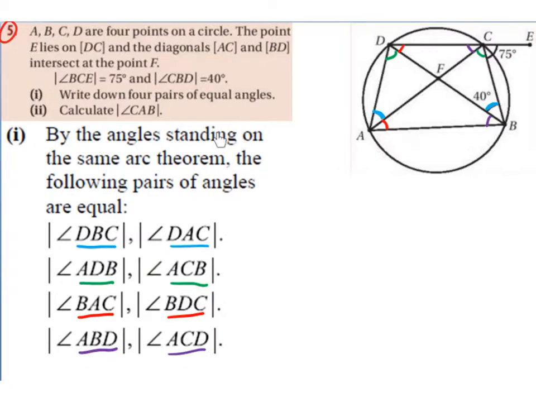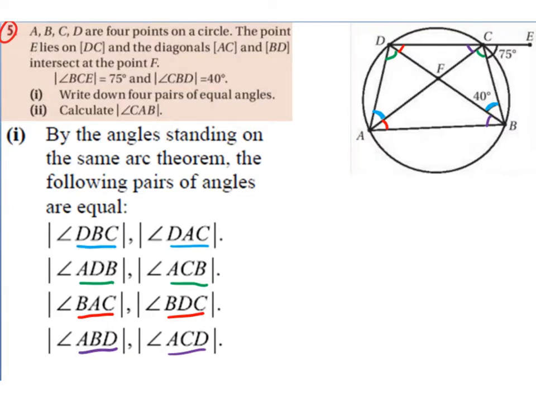So by the angles standing on the same arc theorem, the following pairs of angles are equal. The angle DBC, so this angle here, 40 degrees drawn in blue, is equal to the angle DAC, because the arc DC is where each of these angles start. So we have the point D joins to point A and then to point C, forming that angle, and then the point D joins to point B and then to point C, forming that angle. They're standing on the same arc, so they must be equal.